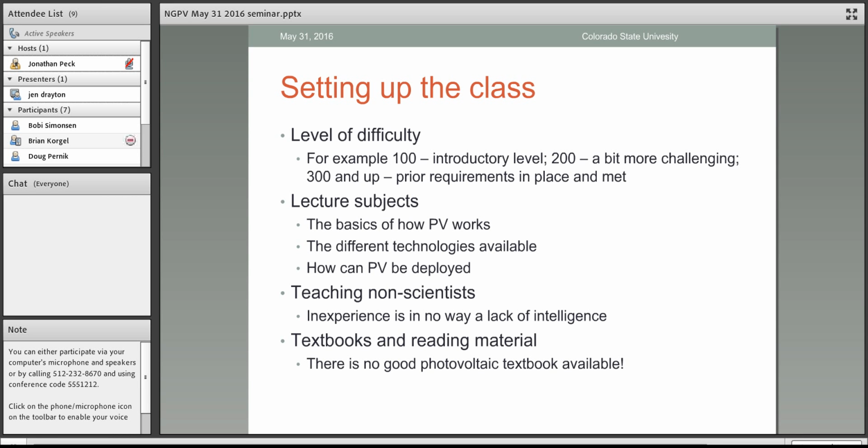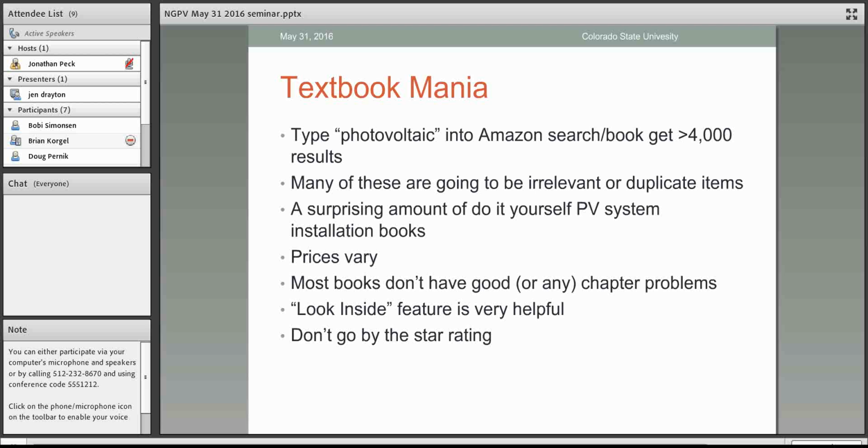When it came to textbooks and reading material, it was a real challenge because there is no good photovoltaic textbook available, and that's really at any level. If you type the word photovoltaic into the Amazon search, you're going to get over 4,000 results. Many of these are going to be irrelevant or duplicate items, which I don't understand how Amazon sorts. A lot of them are just not going to be what you want, and you have to sort through them. There's actually a surprising amount of do-it-yourself PV installation books out there, which I thought was kind of interesting.